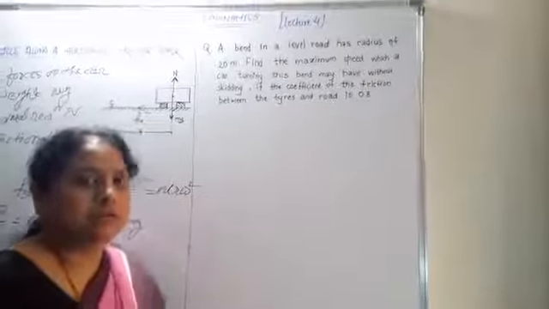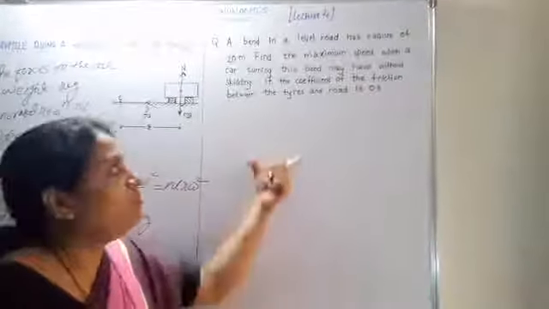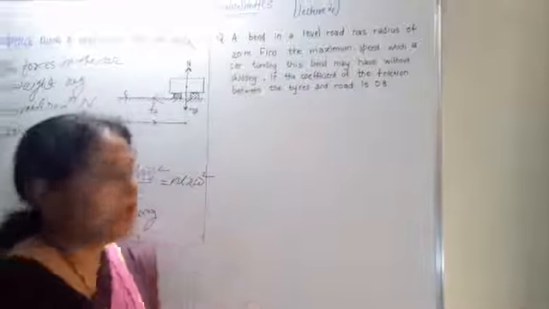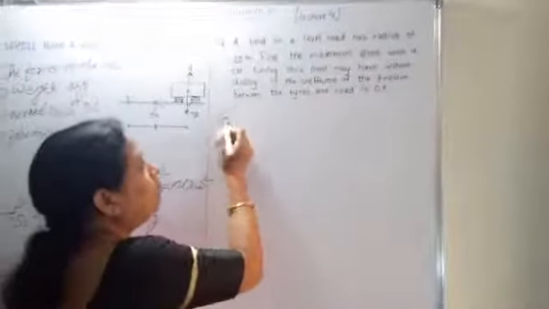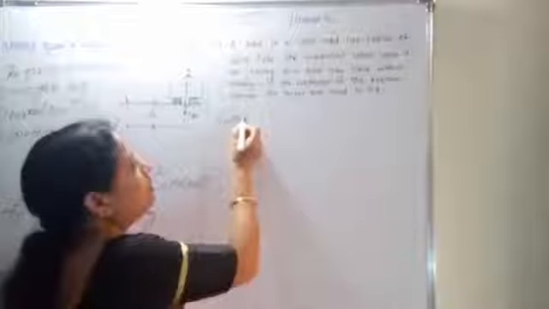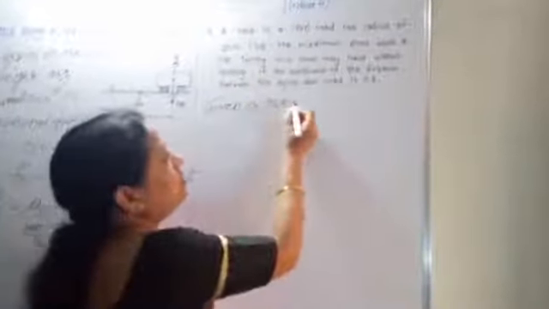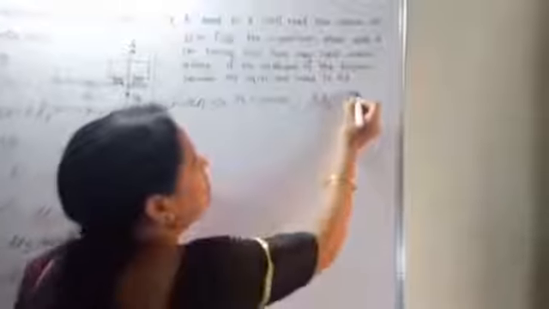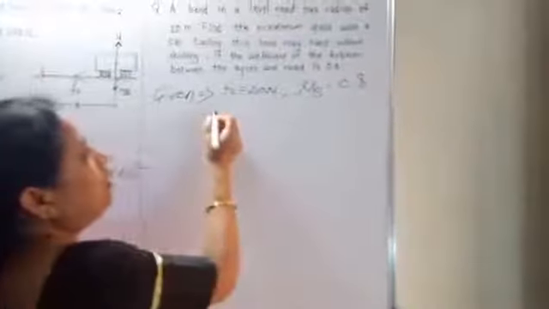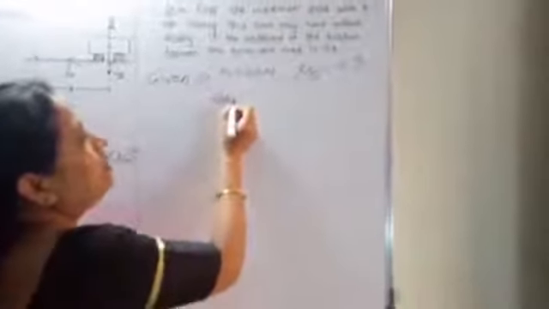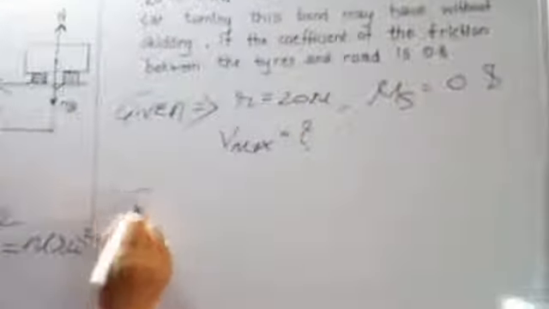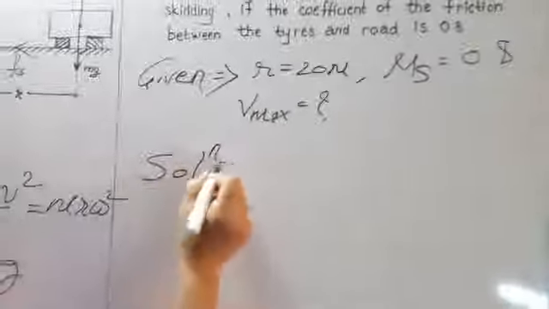My dear students, when we have to solve a problem, we must read the problem two times and note what the given things in the problem are. Here two things are given: the radius of the curved road, that is 20 meter, and the coefficient of static friction mu s is equal to 0.8. And what do you have to find? You have to find the maximum speed limit, that is v max. So when we solve, we write the solution.